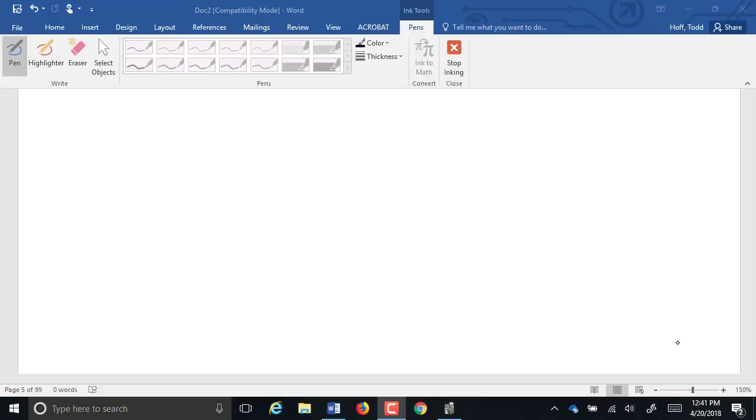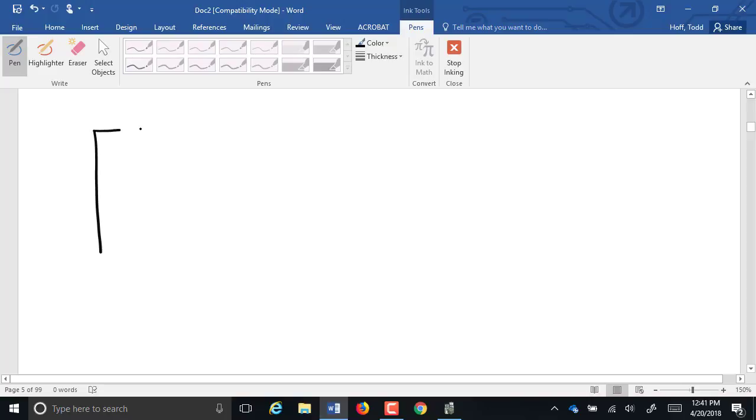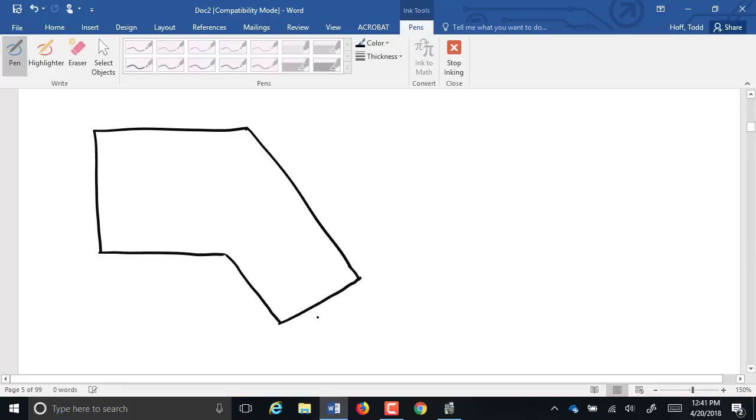I want to look at a problem like this. So this is going to be 28 feet. This is going to be 36 feet. This here will be 48 feet. And over here, this is going to be 60 feet.